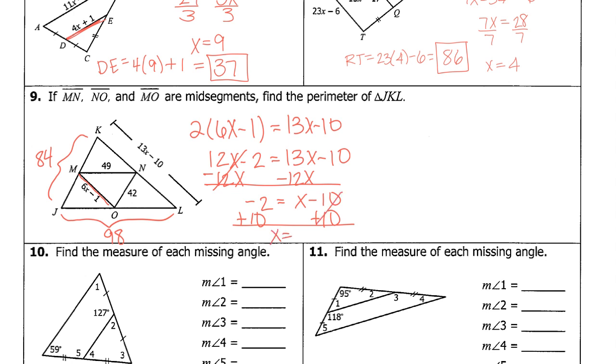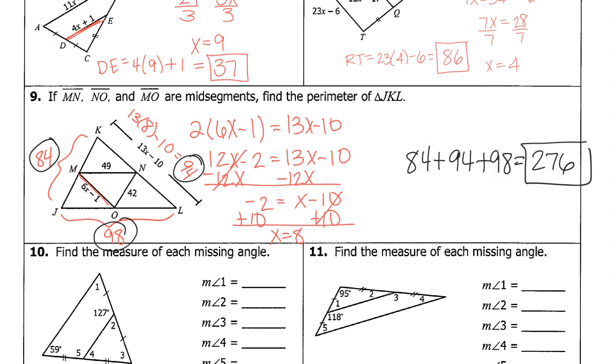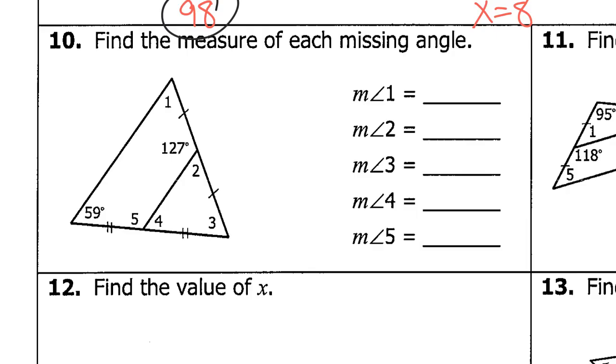So I get x equals 8. Now all I'm going to do is plug it into KL. So 13 times 8 minus 10. If I'm trying to find the perimeter, I just take all my sides and add them together. 276. So now we're going to focus a little bit on the angles.